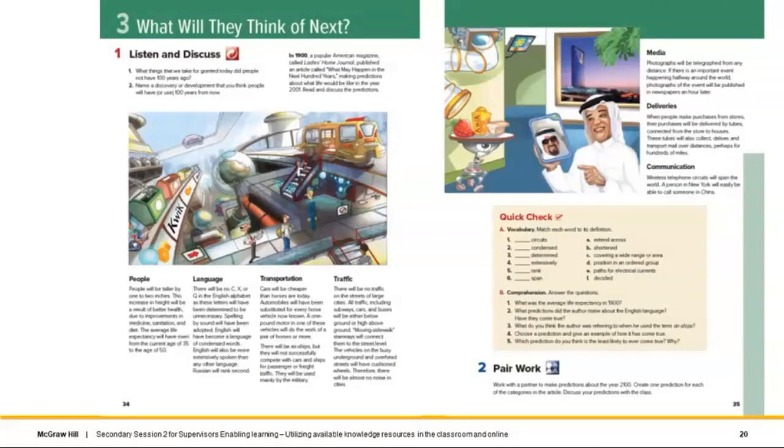Okay, for example, here, what will they think of next? Get them to think about people, language, transportation, traffic, all of these areas. Add more areas if you like. Ask them to choose three that they're interested in, that they've read something on, that they would like to mention something new that they've read about or seen about. They will have seen things on the web, I'm sure. Then you get them to look at what is in the text.